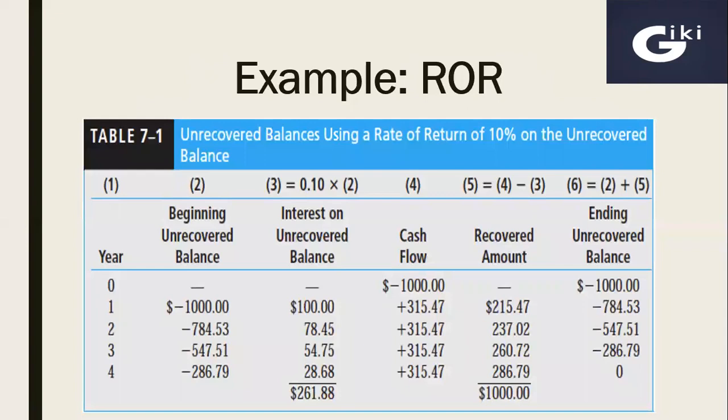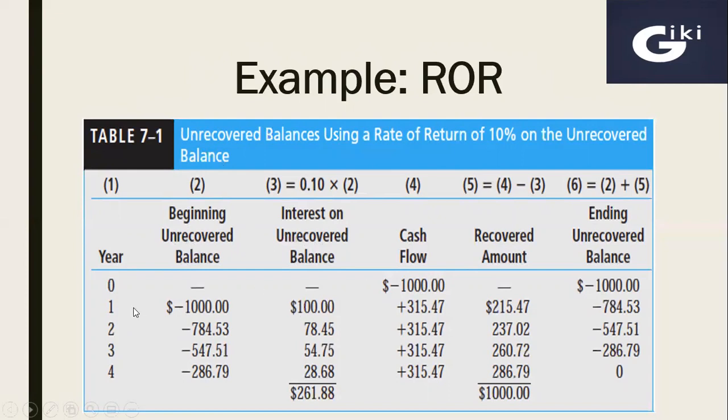So here we need to calculate interest on the unrecovered amount each time period. Here the first column is the number of years, the second is the beginning unrecovered balance, the third is interest on unrecovered balance, the fourth we have cash flows, the fifth is the recovered amount, and the last column is the ending unrecovered balance.